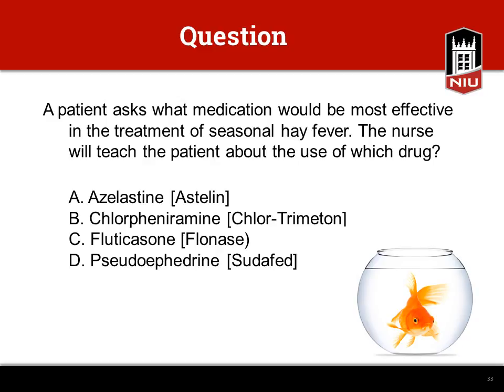And the correct answer is fluticasone. Intranasal glucocorticoids or intranasal corticosteroids are the most effective agents used to treat allergic rhinitis.